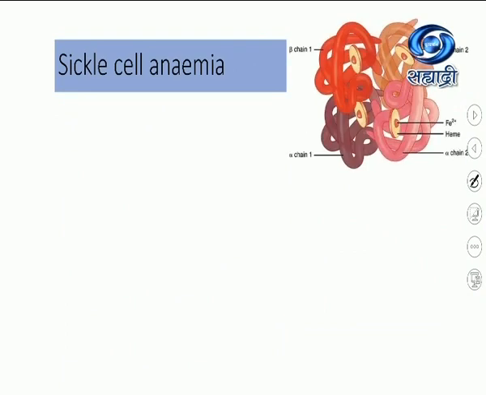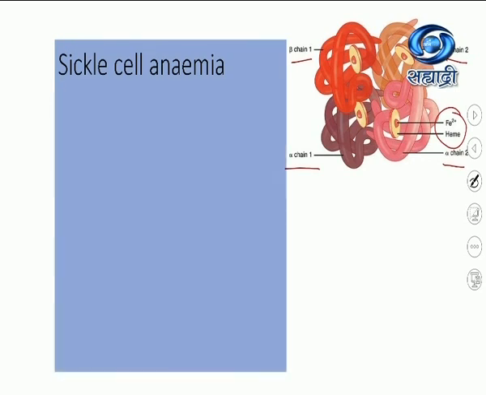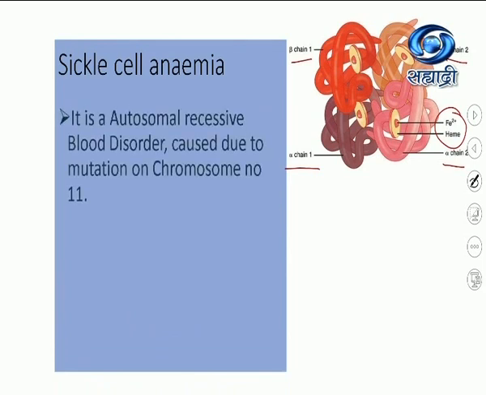Before that, let us understand the structure of hemoglobin. Hemoglobin is a conjugate protein made up of two parts. Heme means iron and globin means chain of amino acids, that is protein. And there are four chains as you can see in the picture: alpha chain 1, alpha chain 2, beta chain 1, beta chain 2 along with the heme particle. So, two alpha chains and two beta chains are there in the hemoglobin along with iron.